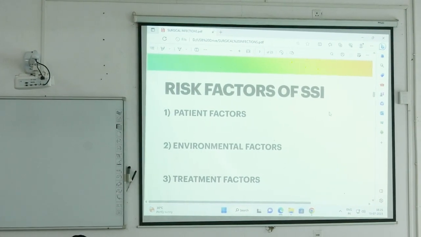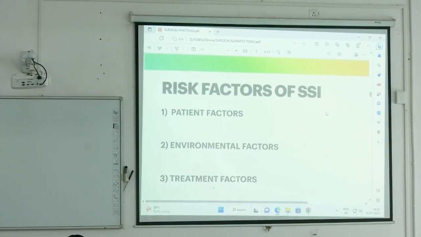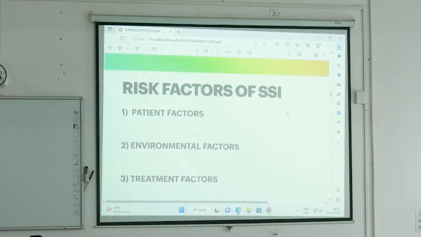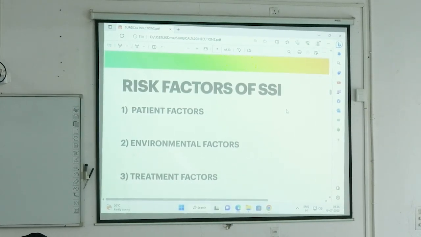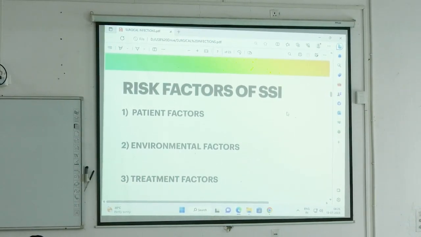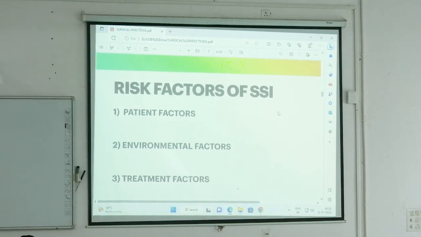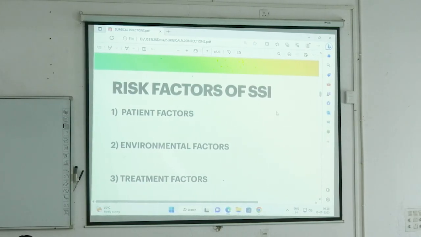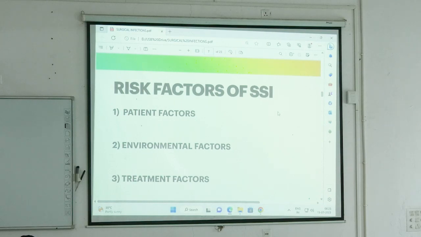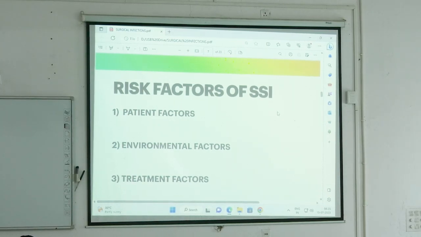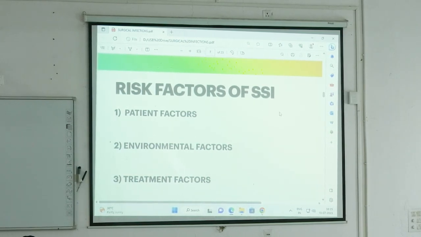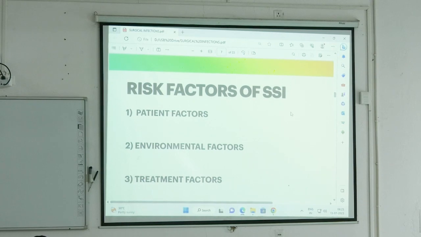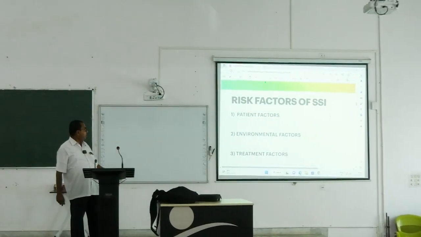Now, which patient is going to develop this? Not everyone is going to develop surgical site infections. If all patients develop it, then we have to search for a new job, because we will be beaten up by the patient party in the present environment. The factors can be classified into three groups: patient factors, environmental factors, treatment factors. What are the patient factors? There are lots and lots of patient factors.